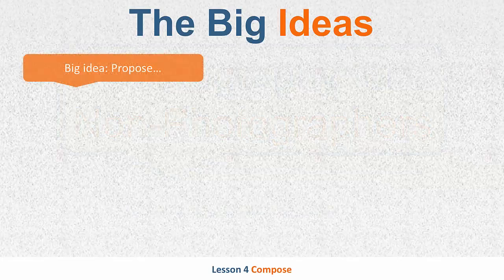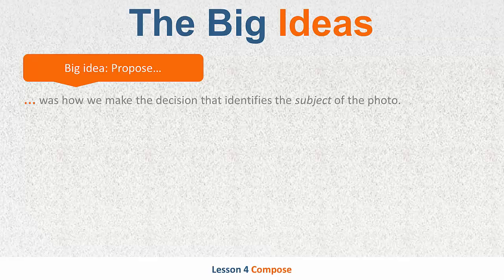The big idea of the proposed step, the lesson you just completed, was how we make the decision that identifies the subject of the photo. The subject may be something dictated, like little Maria in her new dress, or it is a single object or a scene that captures our attention, such as a sunset.